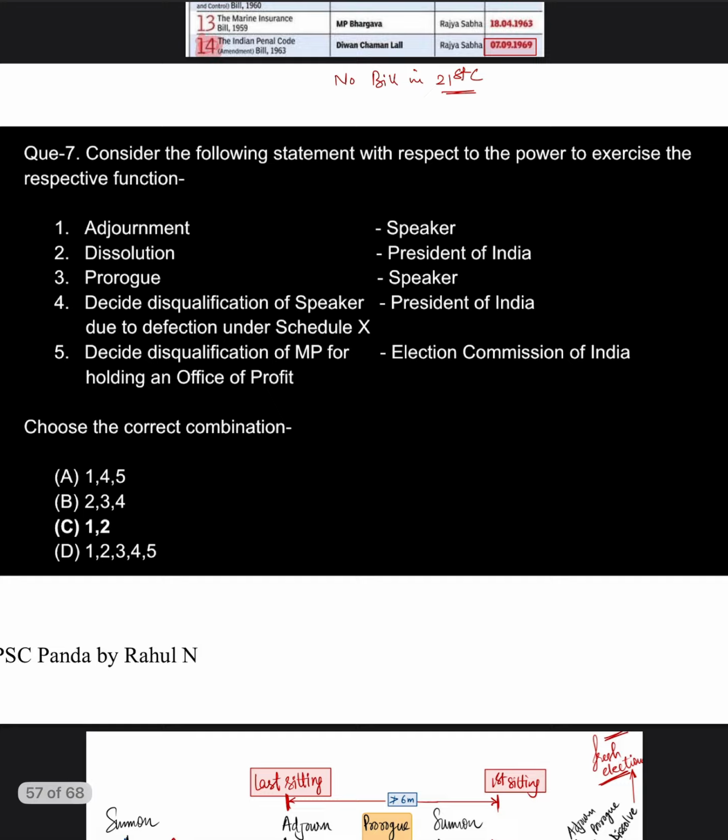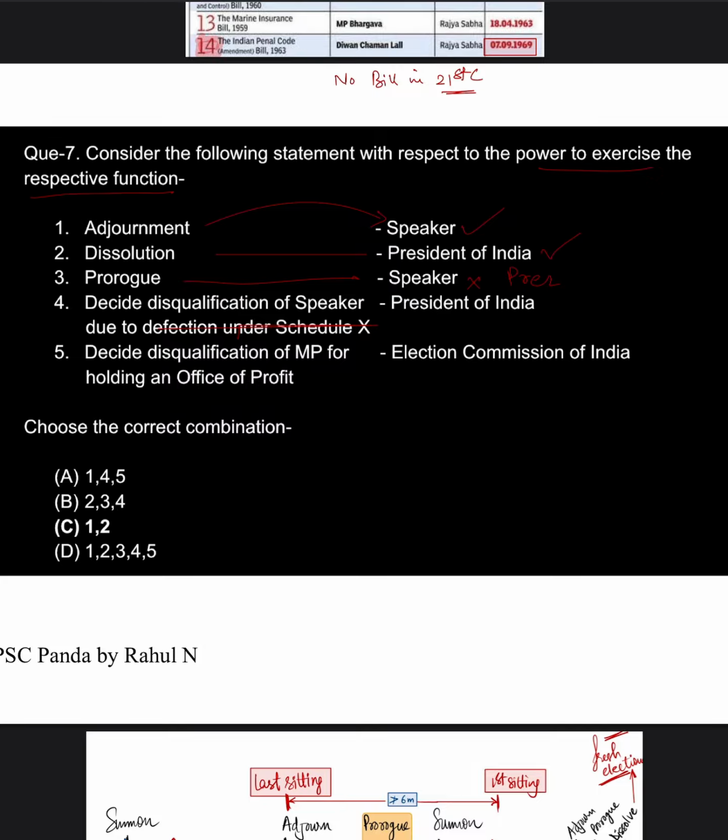Anyway, consider the following statement with respect to the power to exercise the respective function. Adjournment is done by speaker, correct? A dissolution is done by the president of India, correct? Prorogue is done by again president of India, and decide disqualification of a speaker due to defection under schedule 10.